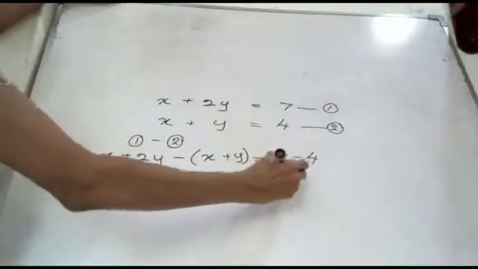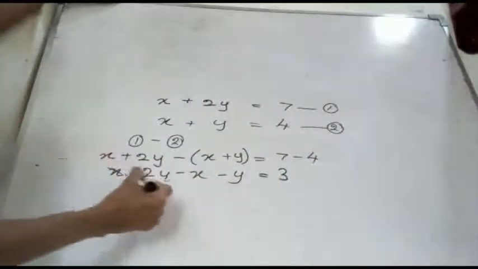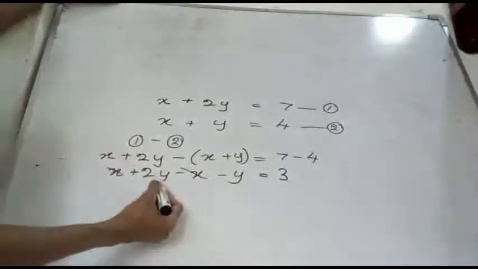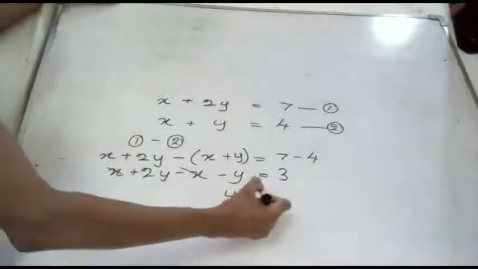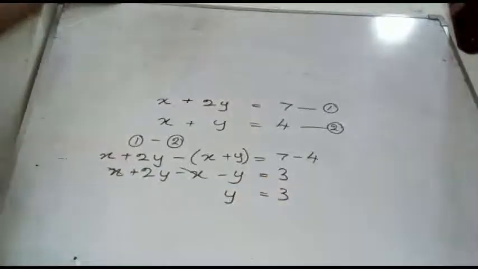7 subtract 4 is equal to 3. Positive x and negative x cancel out. 2y subtract y is y. y is equal to 3.